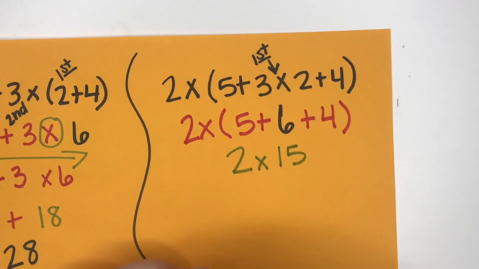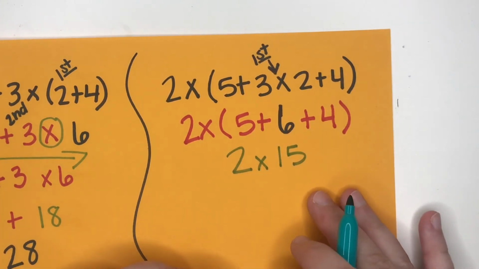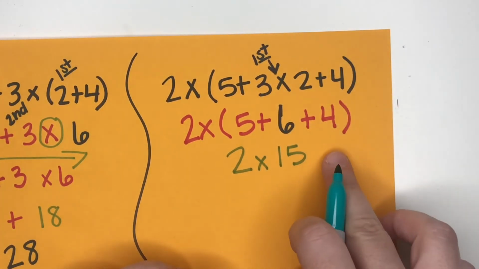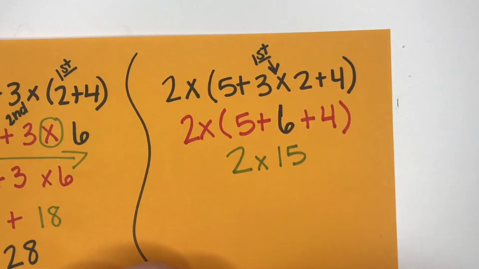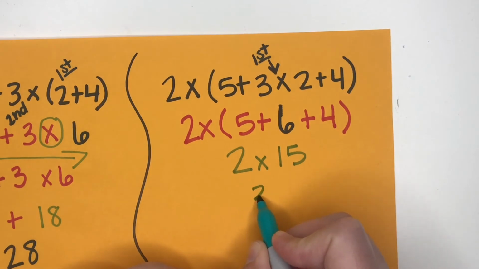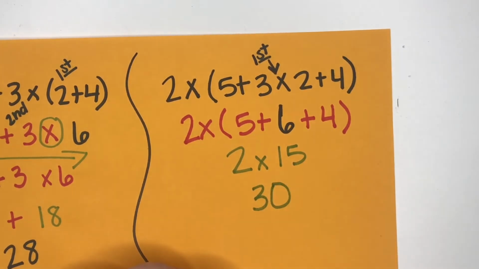All right, hopefully at this point, if you already went ahead and did the problem, you are now able to check your answer. Hopefully you've come to this point, because now we have 2 times 15, which is 30, and there is your answer for that problem.